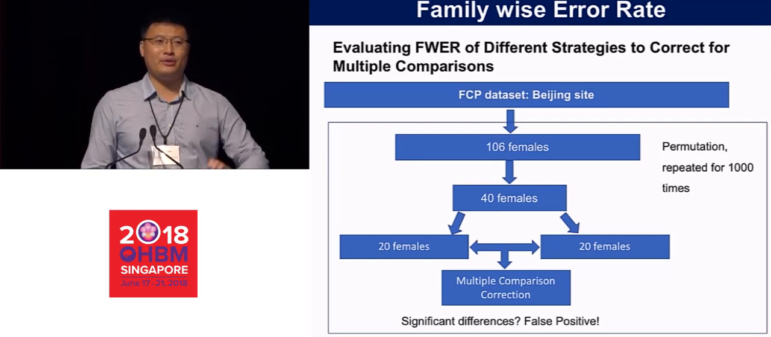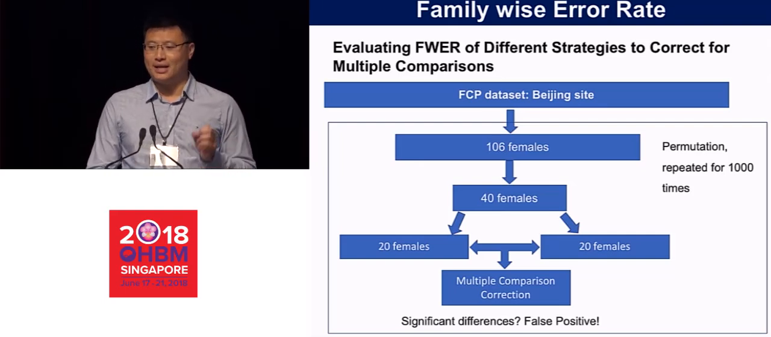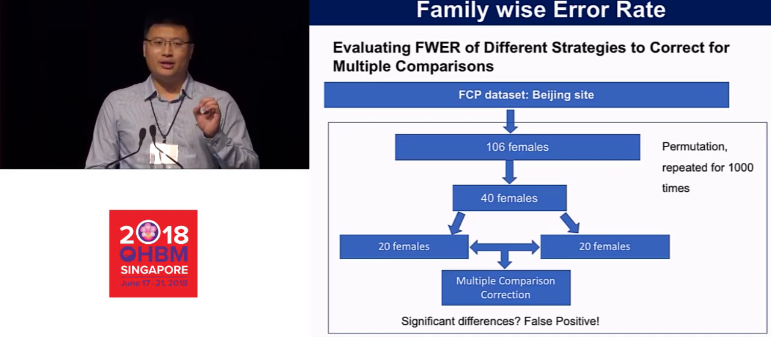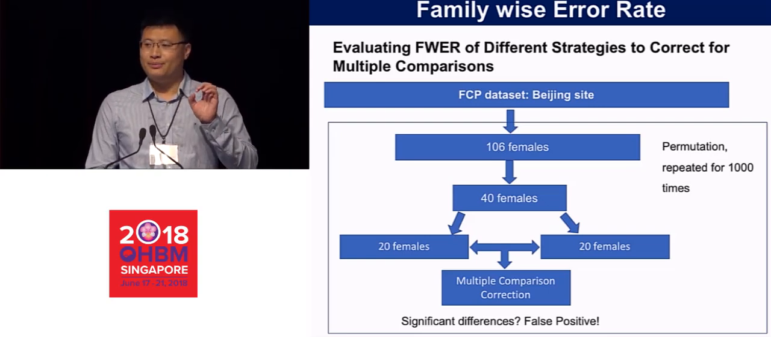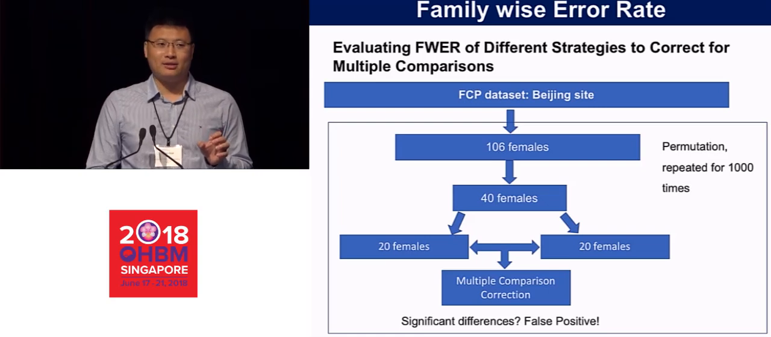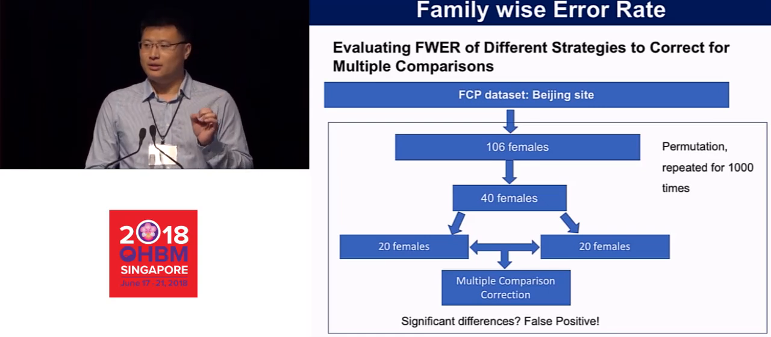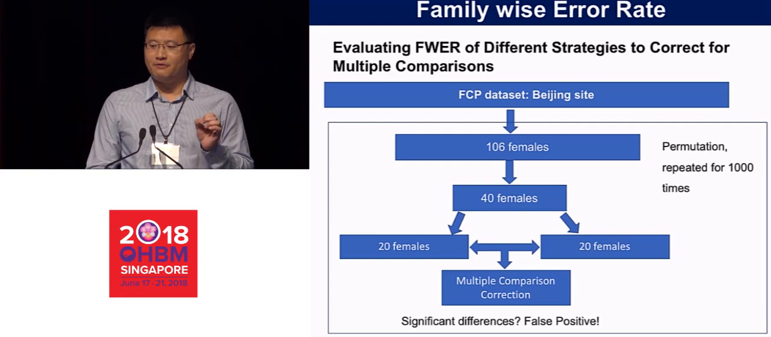The first thing, we just want to replicate Dr. Eklund's finding, so evaluate the family-wise error rate. Eklund et al. used resting state data, and they used some sham task regressors. If there is a task activation, then there is a false positive.